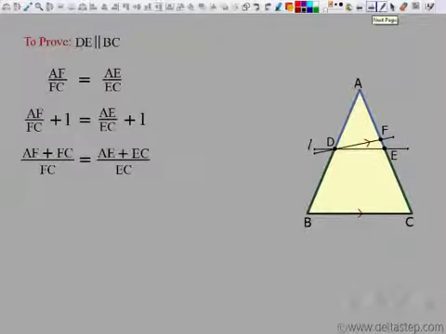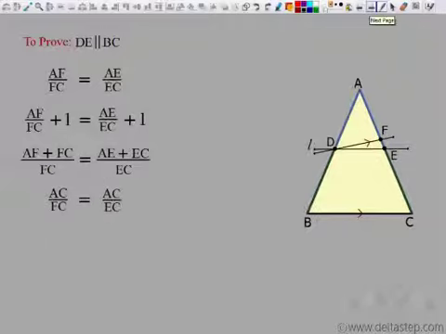Now what is AF plus FC? AF plus FC is actually equal to AC. So here I get AC by FC. Now I want to look at AE plus EC. What is AE plus EC? AE plus EC is again this line AC. So I get this is equal to AC by EC. So this is what I get.